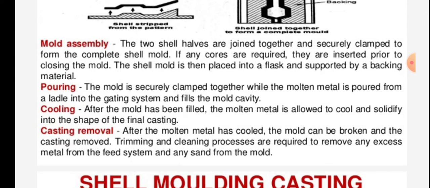Mold assembly. The two shell halves are joined together and securely clamped to form the complete shell mold. If any cores are required, they are inserted prior to closing the mold. The shell mold is then placed into a flask and supported by the backing material.